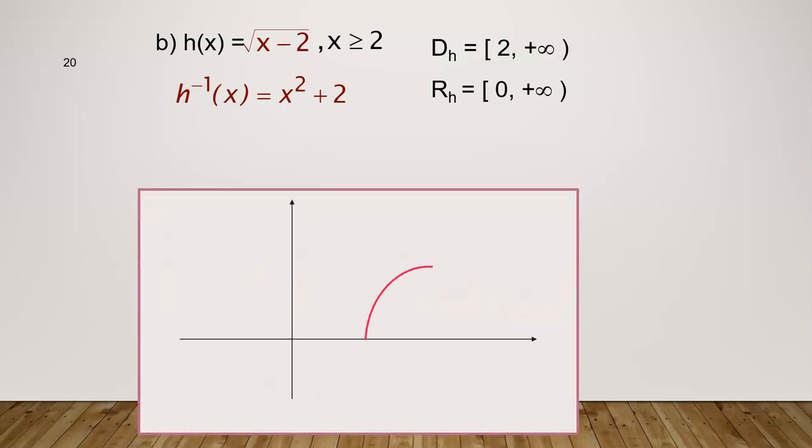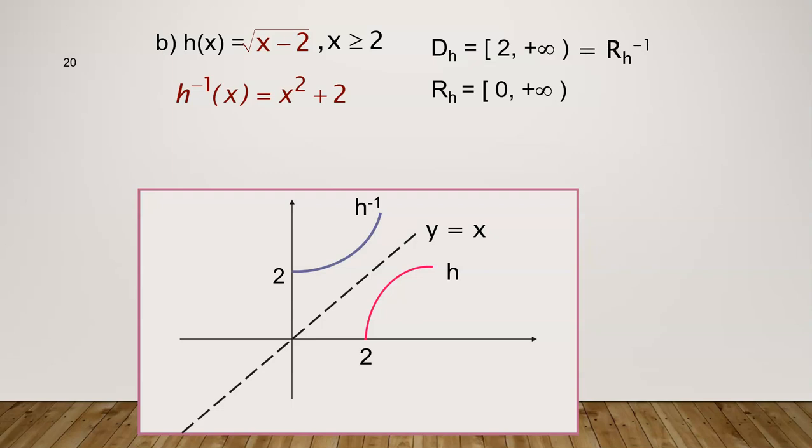Okay, so if we look at here, this is our graph of h, and then we draw the line of y equals to x. Okay, and then we just reflect across y equals to x. That's it. That is the h inverse, right?